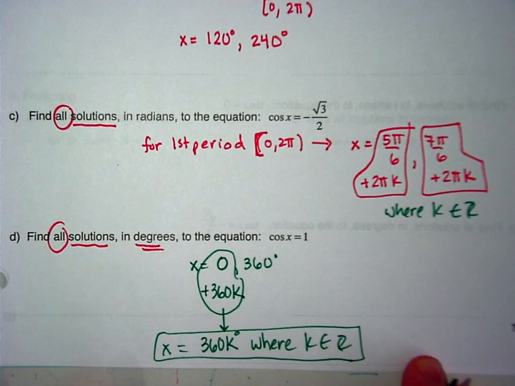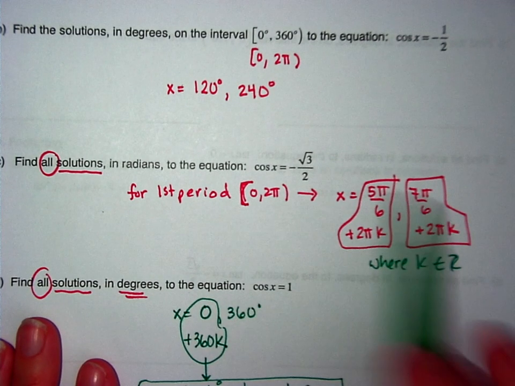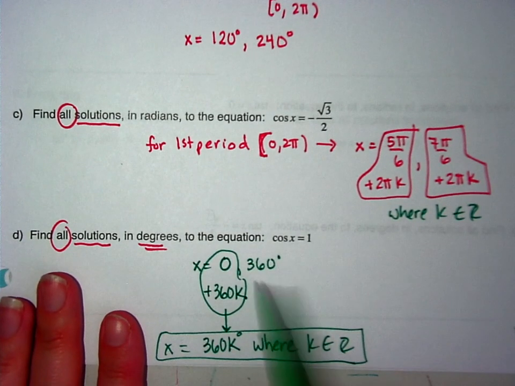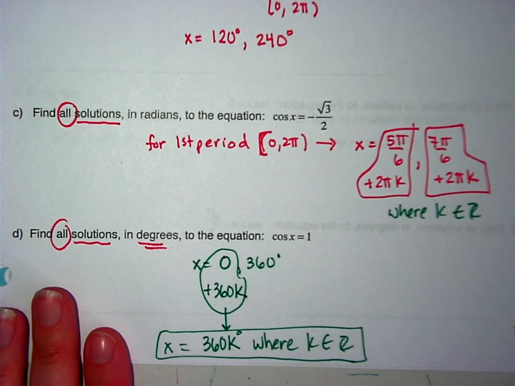So that one, there was really only one solution, because in that first period there's only one solution, versus part C, there were two solutions because in that one period there were two distinct solutions. So you needed to do it for both of them. But for this one there was only the one solution, and so you only needed one of them. And that's it for page 11.